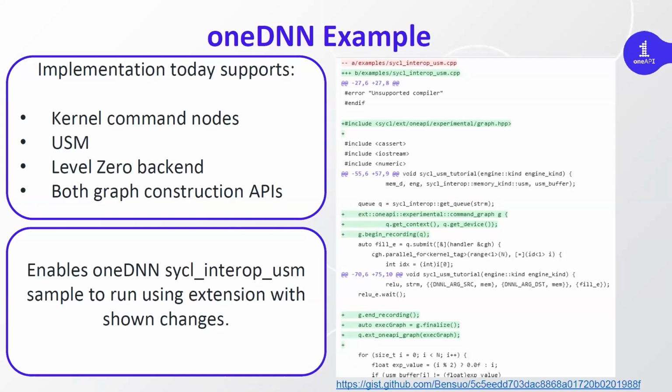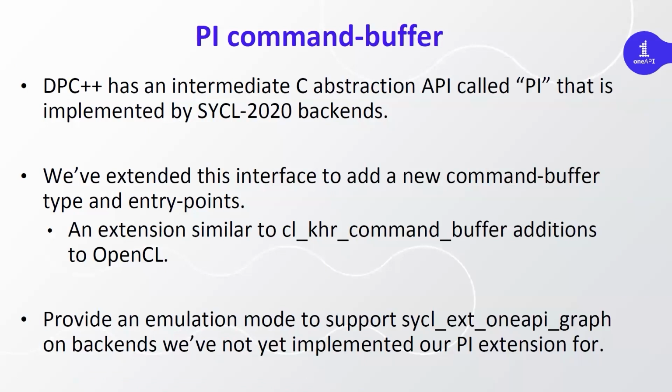How does the implementation map that down to hardware in a performant way? DPC++ has an implementation detail called PI. That's an abstraction layer that's implemented by SYCL 2020 backends. We've extended this interface in a very similar way to how OpenCL is extended by the cl_khr_command_buffer extension. So we've added extra entry points to PI and some new command types that represent a command buffer, which is essentially similar to a graph, but at a lower abstraction level. You define it ahead of time, you add commands to it, and you submit that block of commands to execute. There's not a one-to-one mapping of a SYCL graph down to an underlying PI command buffer.